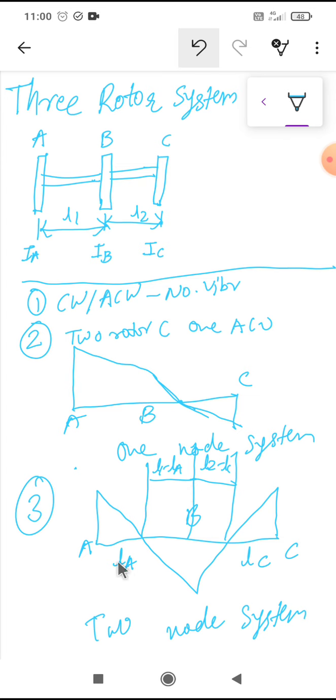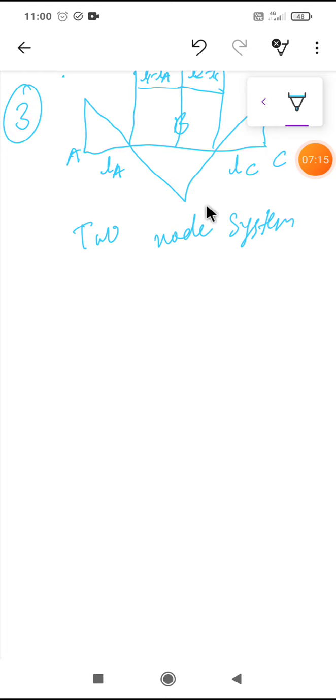So what will be the frequency of this three rotor system having two nodes? Now, as all three rotors are placed on a single shaft, the natural frequencies omega_nA will be equal to omega_nB, which will be equal to omega_nC.